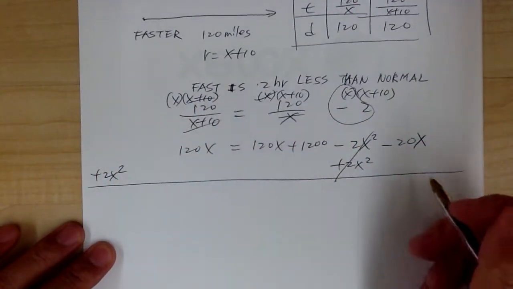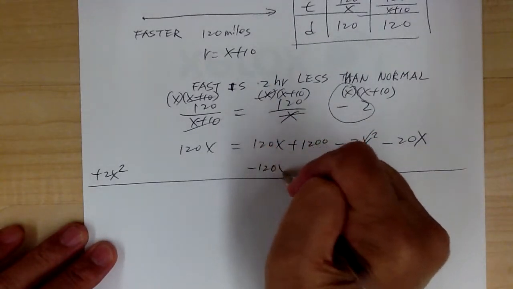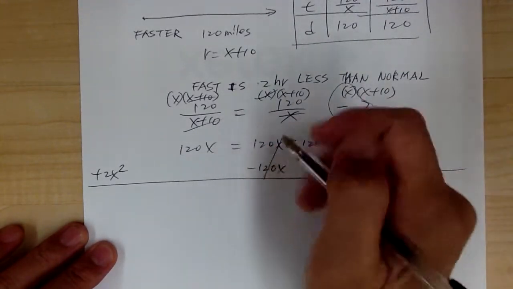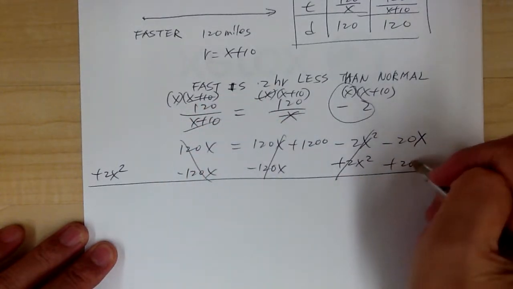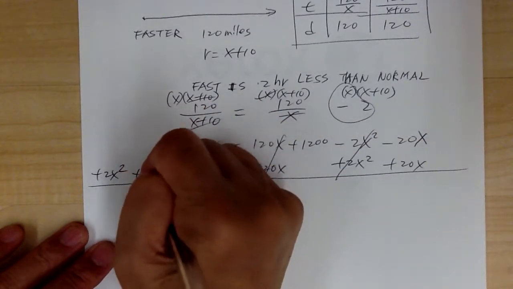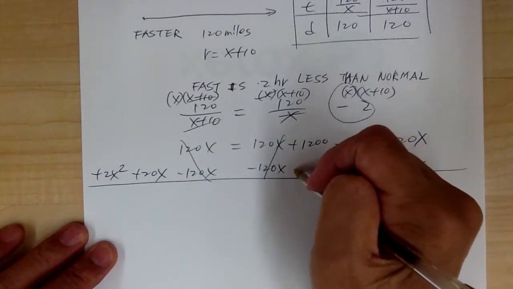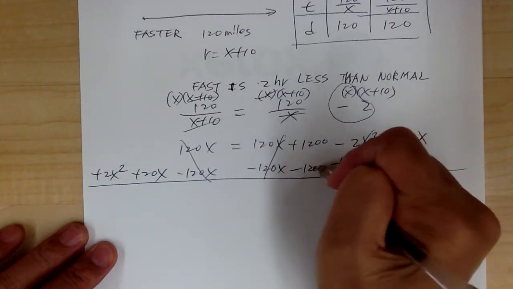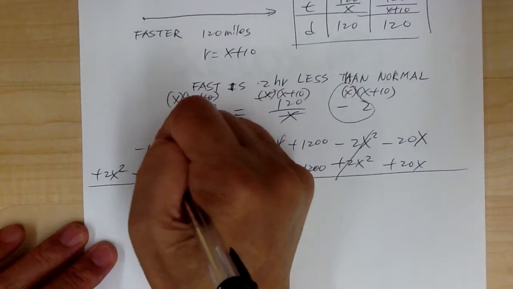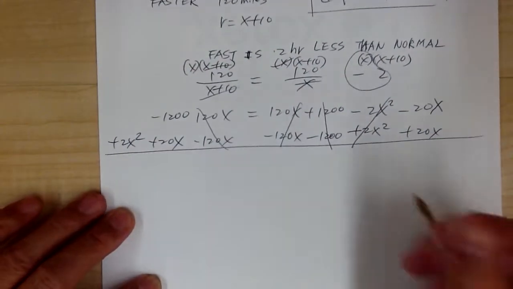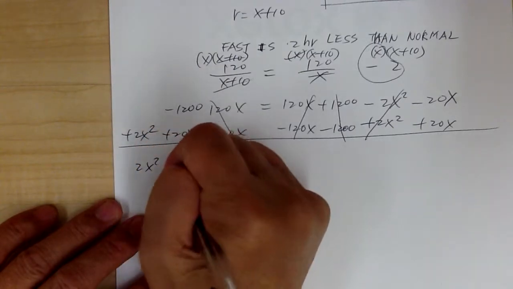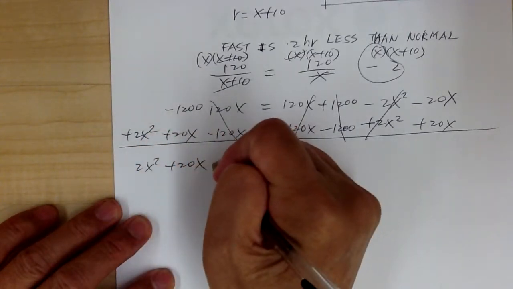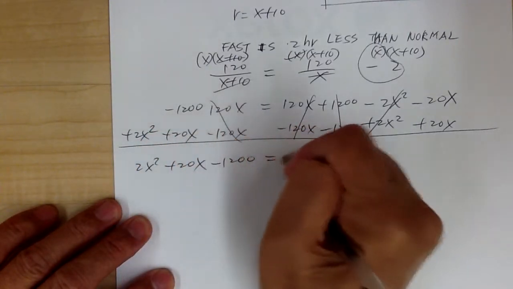So this will cancel out. I'm going to minus 120x, so minus 120x. So this will cancel out. I'm going to plus 20x, so plus 20x. And I need to minus 1200, so minus 1200. So this cancels out. Okay, so I have 2x squared plus 20x minus 1200 equals 0.